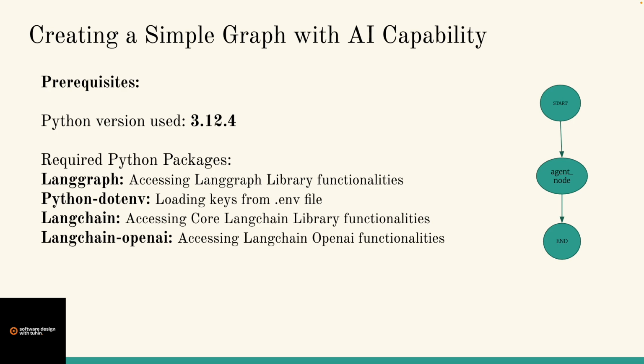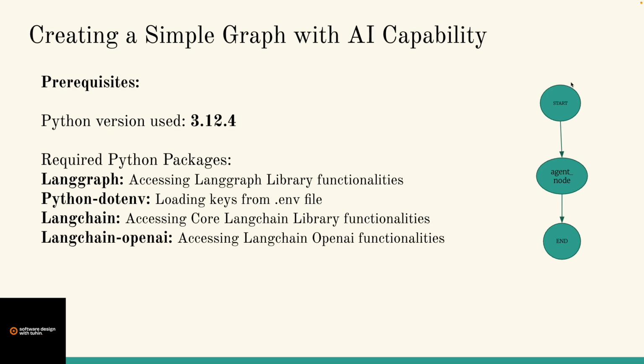Python.env, which will be used for loading the keys from the .env file. So we'll be storing the OpenAI API key in the .env file. LangChain is for accessing the core LangChain library, and as you know that LangGraph is built on LangChain, so a few LangChain libraries will be required, and LangChain OpenAI for accessing LangChain OpenAI functionalities.